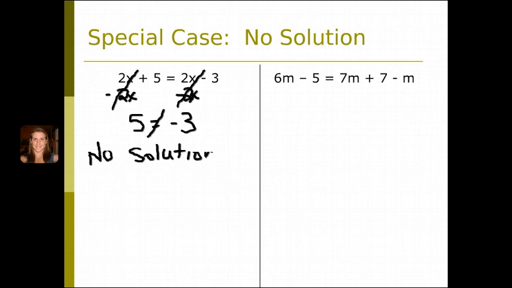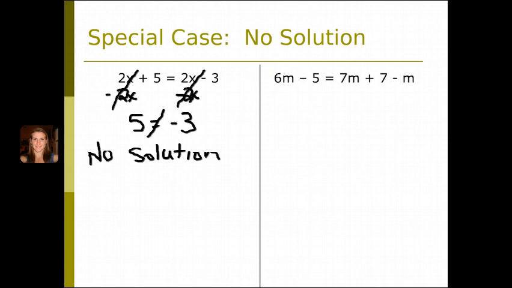under your final answer. What no solution means is that there is no number that you could plug in for x and make both sides of the equation balance. There's just not a number. There's not a solution. Okay? Let's look at the second example.